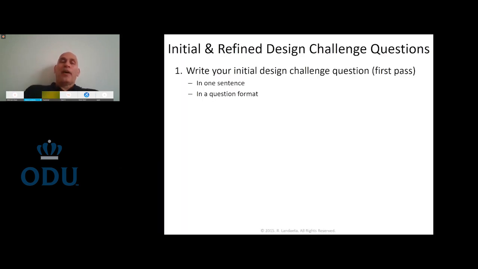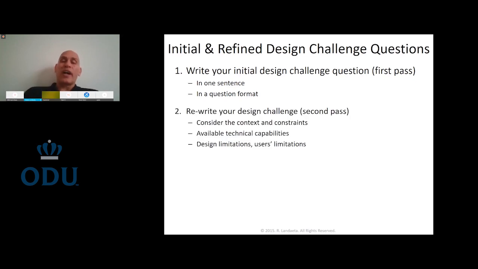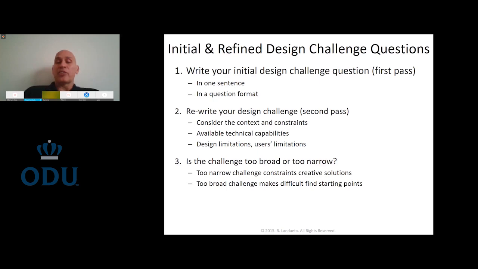So now let's go into the initial question. And you're going to be doing some work here. You're going to write your initial design challenge question. We call that the first pass, in one sentence, in a question format. Then you're going to rewrite it, second pass, trying to consider the context and constraints of the problem. What are your available capabilities, including time and any other limitations?